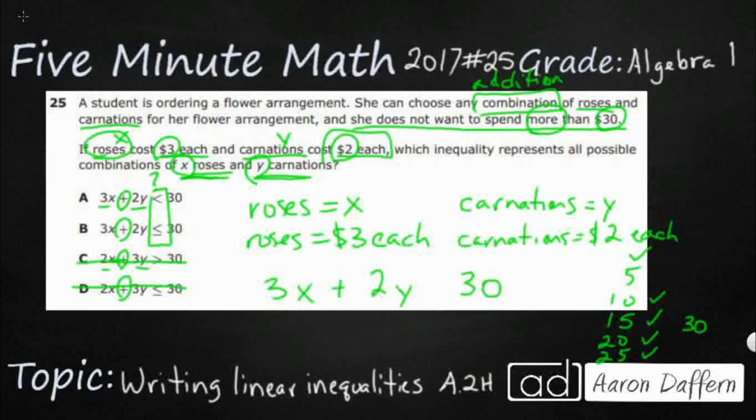What about 30? Right? What if she just gets 6 of each and spends 30? Well, does not want to spend more than 30 actually includes 30. So 30 is fine. Now 35 obviously is not good. But when you say you don't want to spend more than 30, that includes 30 as that upper limit, which means it is going to be less than or equal to, and our answer is B.